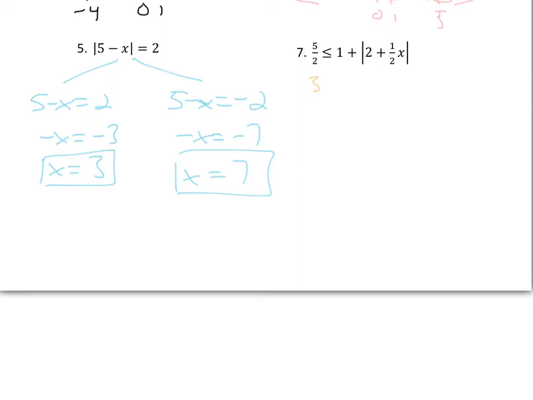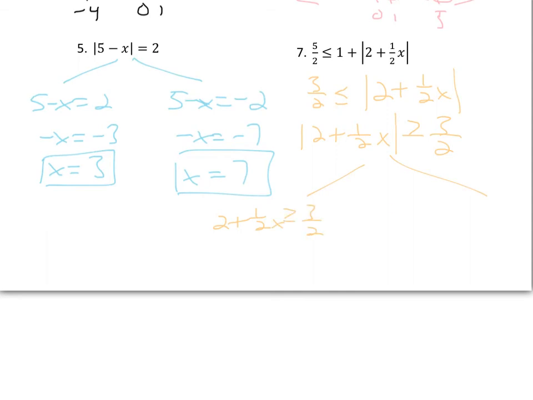So we have 3 halves is less than or equal to absolute value of 2 plus 1 half x. Alright, so let's just write that in reverse order before we split. So absolute value of 2 plus 1 half x is greater than or equal to 3 halves. You could of course get the absolute value to the left first, and then get the 5 halves to the right, and then divide by -1 and flip the sign, and you get the same result anyway, but this works either way. Okay, so the first one, write it the exact same way it is, without the absolute values.